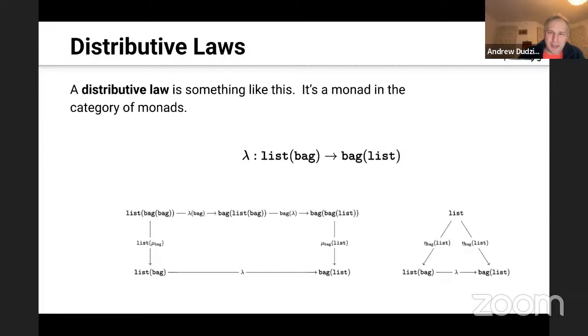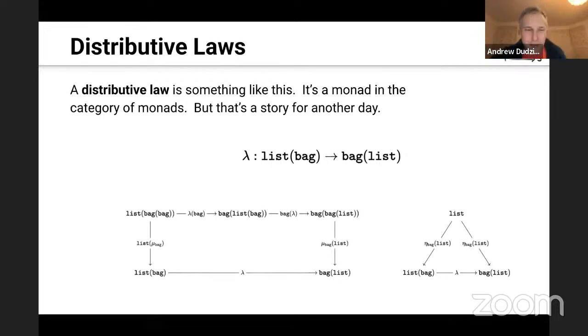And given such a thing, which it turns out is the same as a monad in the category of monads, you can define the algebras for bag of list. So can anybody tell me what is an algebra for bag of list? In other words, what do we call something that's both a monoid and a commutative monoid in different ways, but where they're compatible with each other?